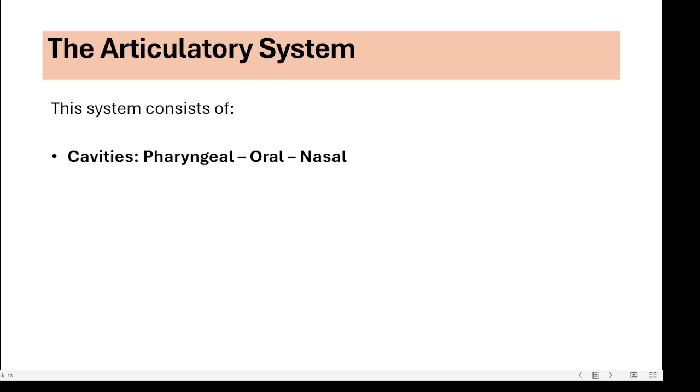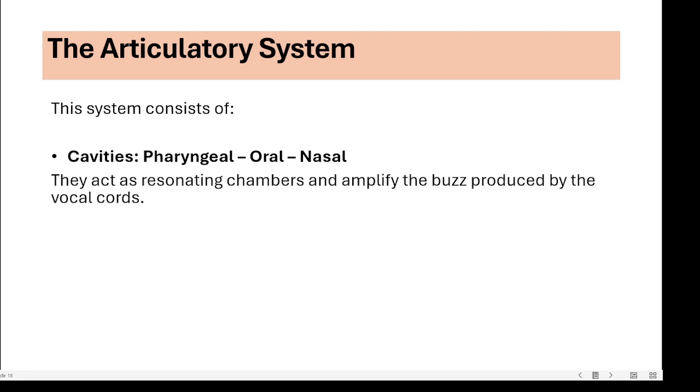From an anatomical point of view, the articulatory system consists of cavities and articulators. Cavities are three: the pharyngeal cavity or the pharynx, the oral cavity, and the nasal cavity. Cavities act as resonating chambers and they amplify or modify the buzz that was produced by the vocal folds or the vocal cords. And some articulators that can be active or passive. When we say active, we mean capable of movement, and passive are those that are incapable of movement.